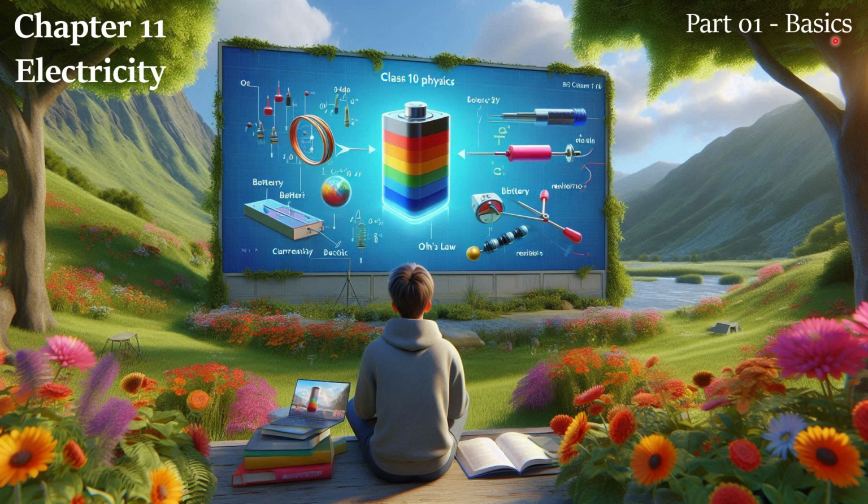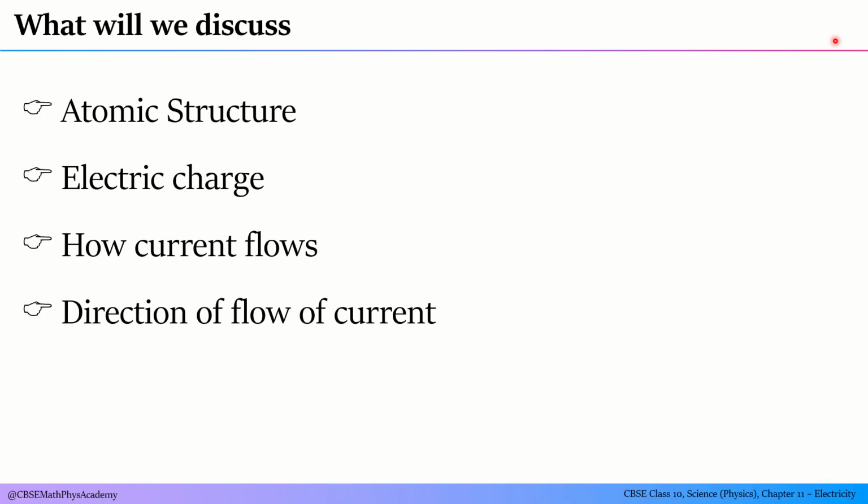This may not be directly academically related to what you see in your book, but I assure you that this will be interesting, and this understanding will help you to understand this chapter very easily. So now let us go to the points of discussion. We will discuss atomic structure, electric charge, how a current flows, which is very interesting, and the direction of flow of current.